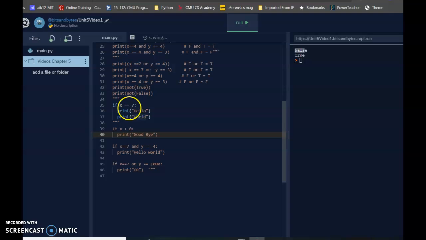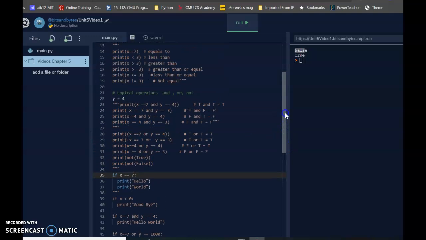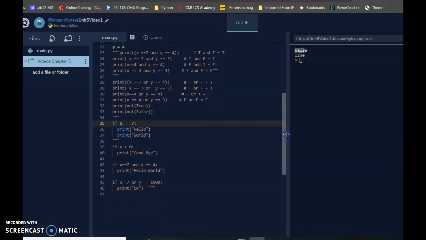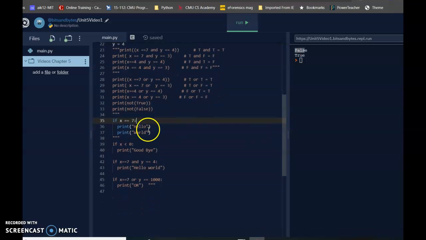So these two lines will run only if this is true, x equals 7. Okay, and from above, remember up here, we do have x equals 7. And 7 does equal 7, so that is true. So these two lines should run. And if I go ahead and print it, notice it prints hello world, and both lines run.